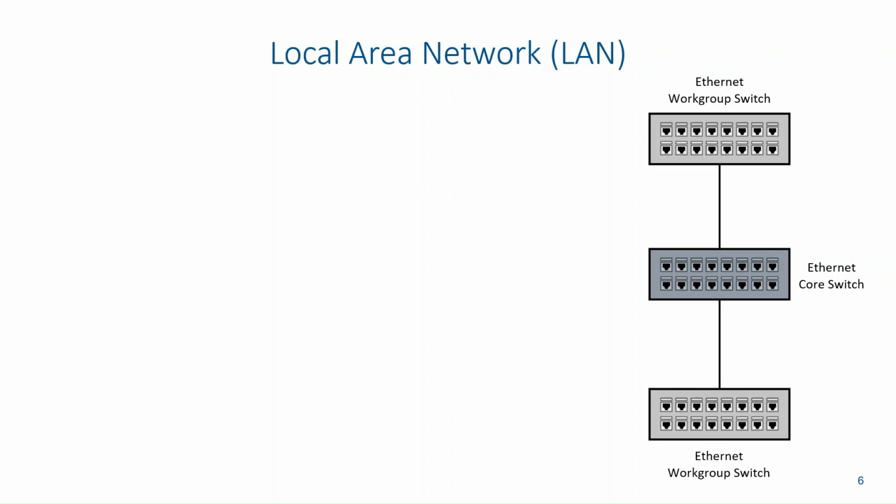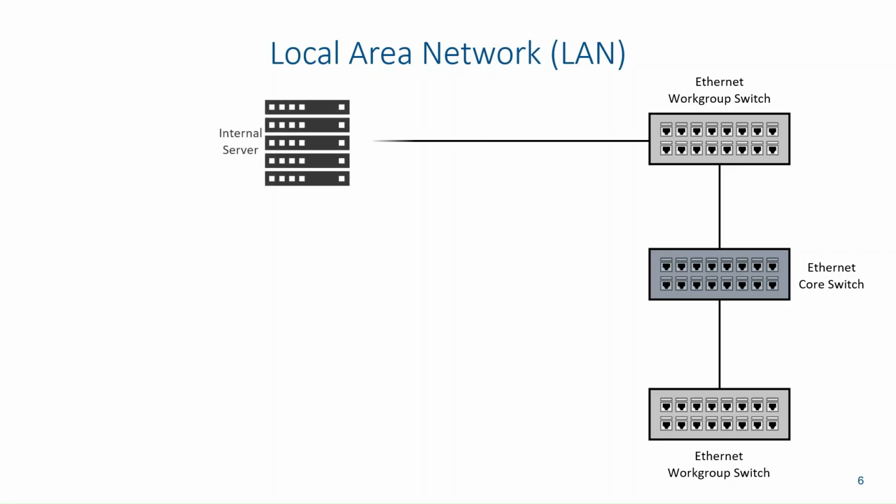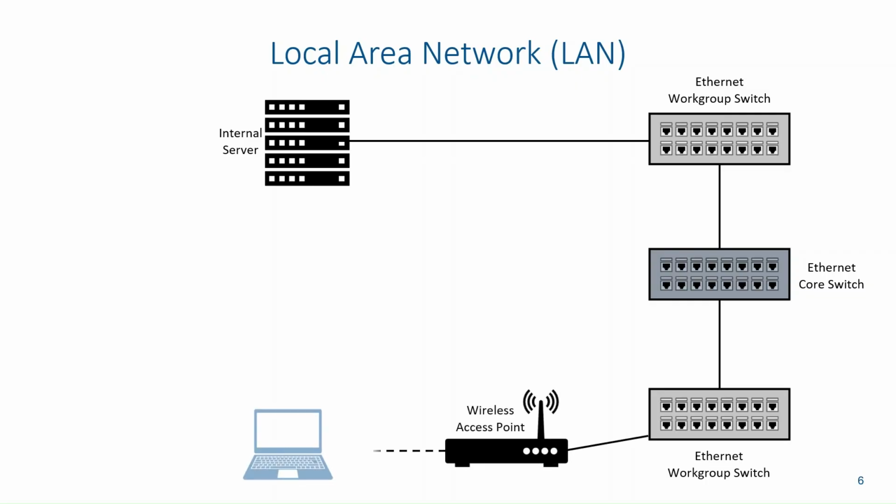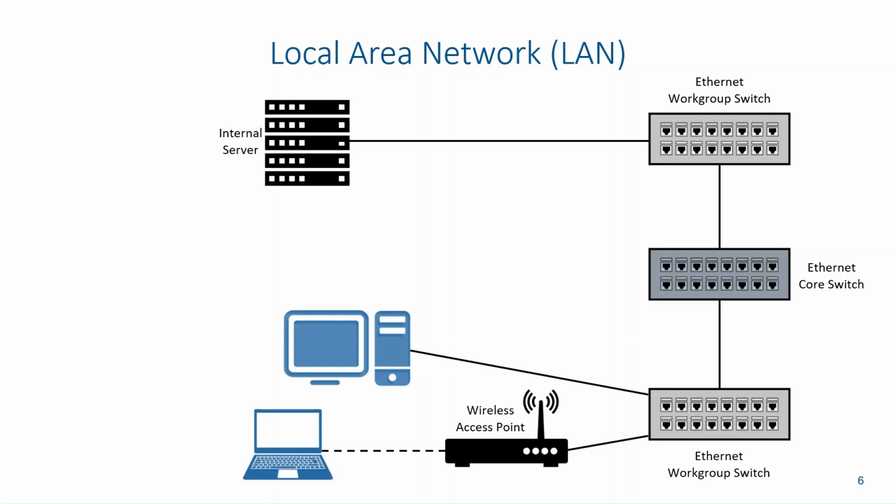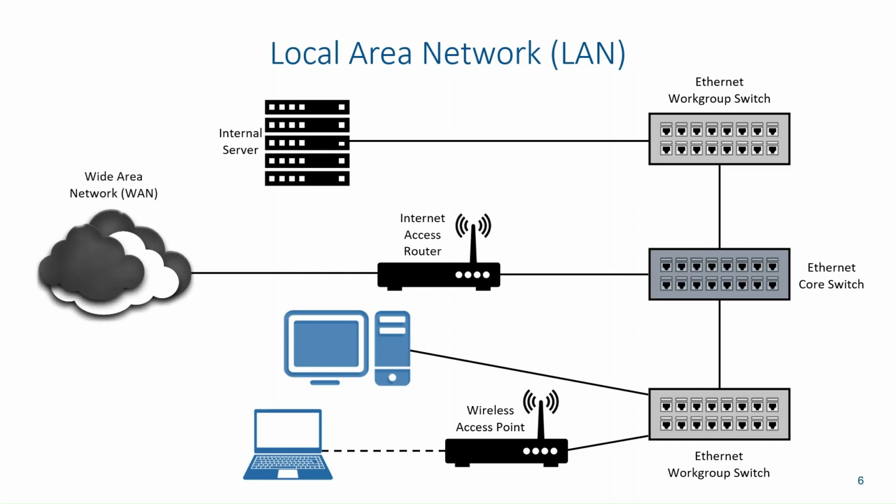The next type of network that we're going to talk about is the local area network. A local area network is going to have a core Ethernet switch that is going to be connected to an internet service provider. From there, the core Ethernet switch is going to connect to many workgroup switches. Each of these workgroup switches could be a specific building or multiple buildings, depending on the need for the network connectivity. And on each workgroup switch, you're going to have different devices connected, such as internal servers or routers or computers and laptops, etc. Additionally, you might have an internet access router that allows you to connect to the wide area network.